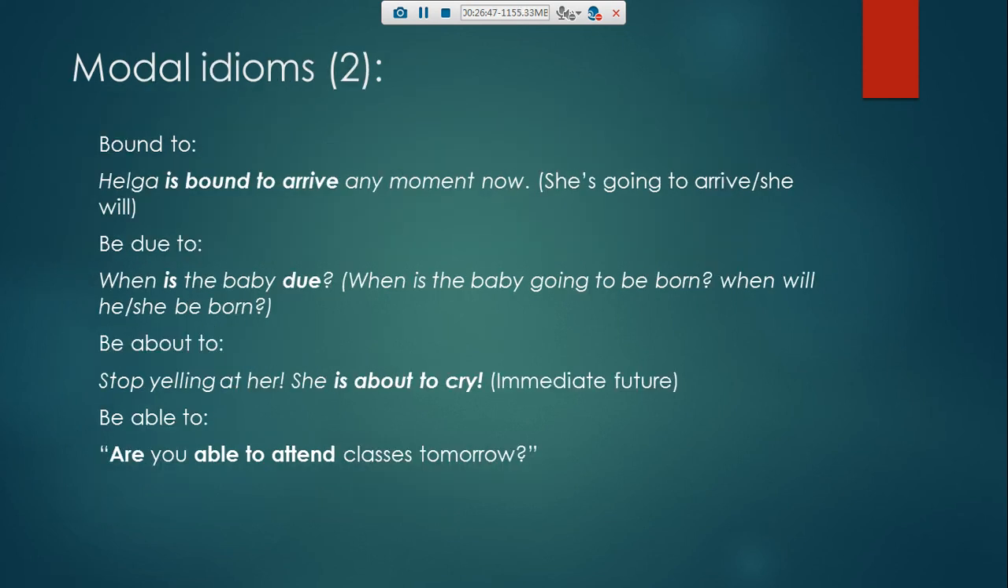Be bound to. Helga is bound to arrive at any moment now. It means she's going to arrive, she will arrive. When you use bound to, the event is quite certain to happen.